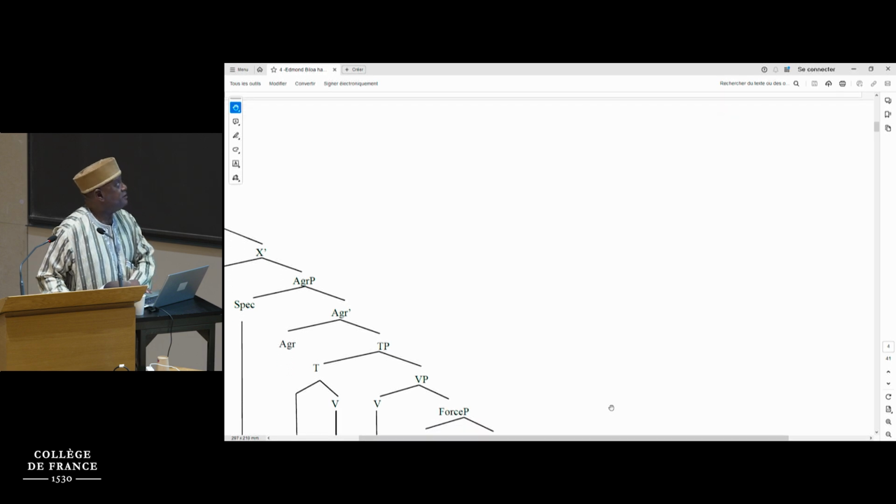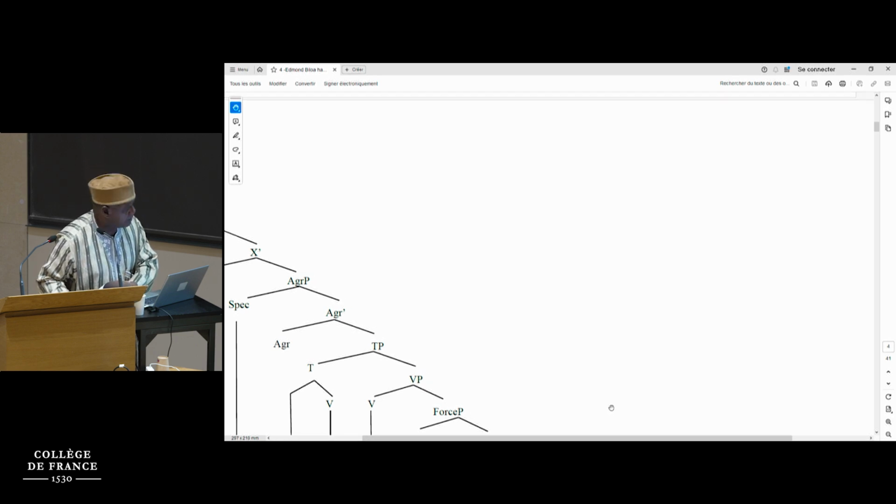Now, the tree diagram there. Move it to the right. Okay, we should move it to the right. Or left.